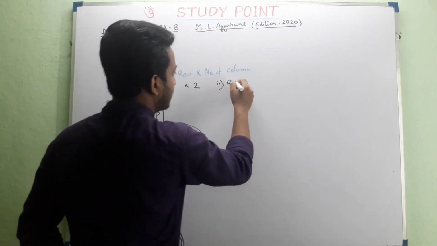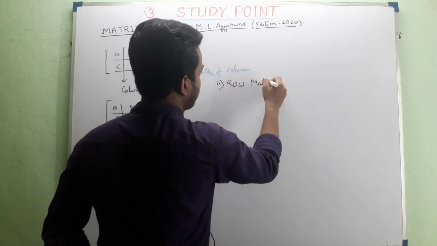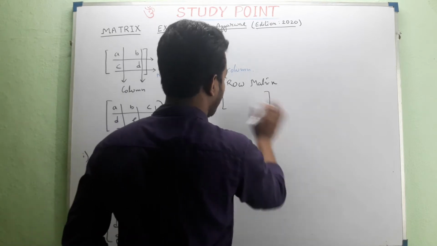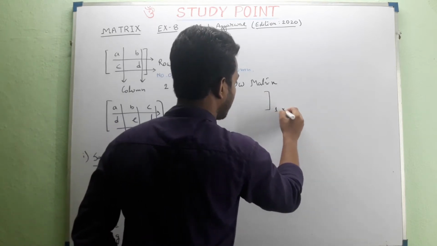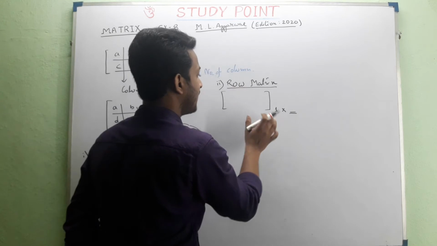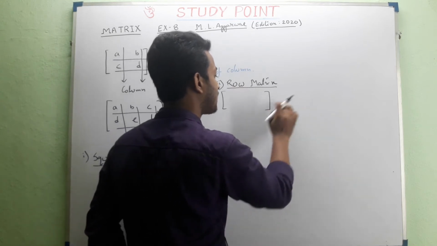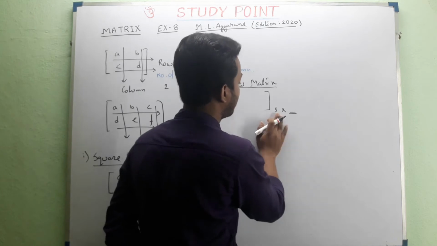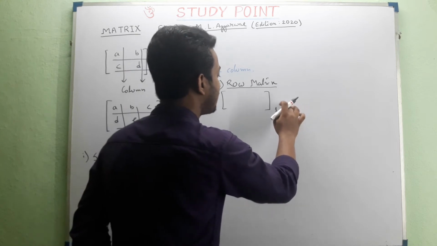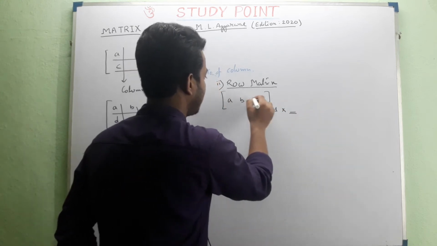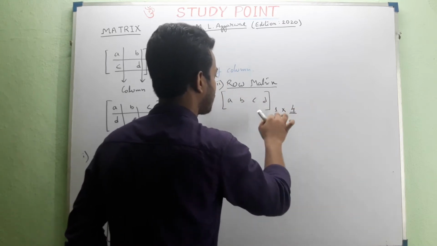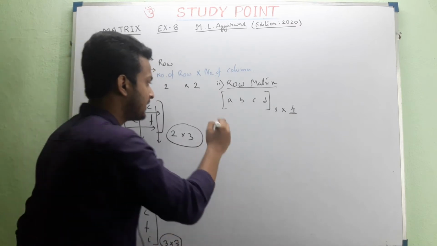Now the next one is a row matrix. To write down the row matrix, in the order of the matrix, the number of rows should be 1, whatever the number of columns may be. For a row matrix, it is not dependent upon the number of columns. So if we write a, b, c, d, suppose there are 4 columns, 1, 2, 3, 4, but there is 1 row, so it is called a row matrix. Got it?